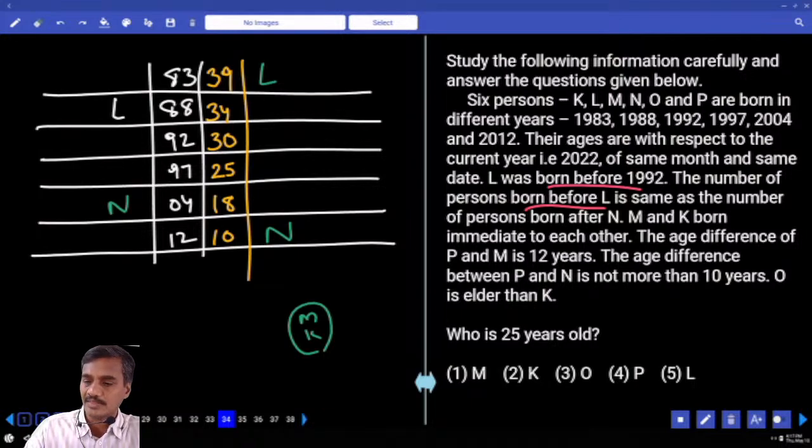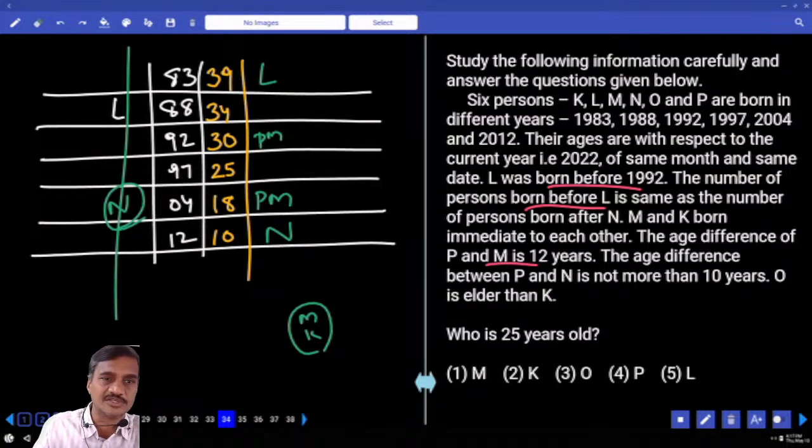And next one, the age difference between P and M is 12 years. Then what is the only possibility we have here? PRM and PRM can be like this. Isn't this the only possibility we have for 12 years? Now this case is not possible because N is already there.